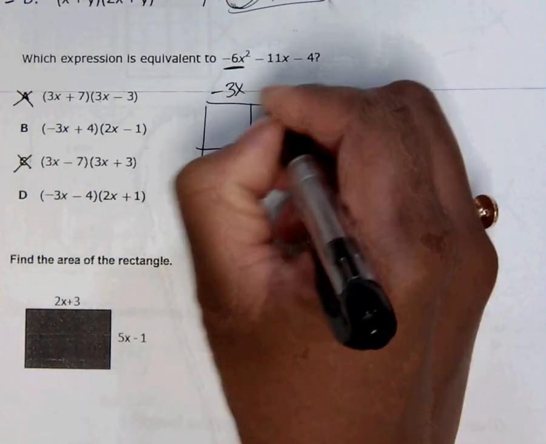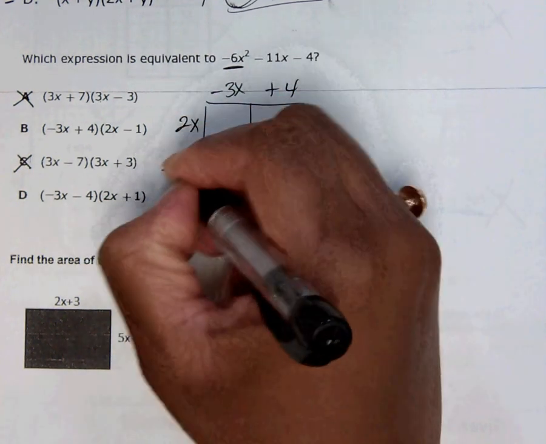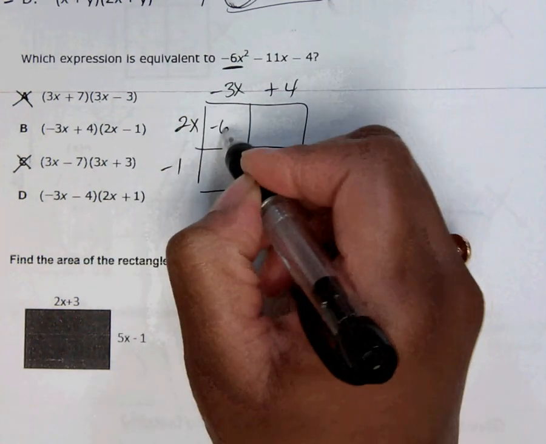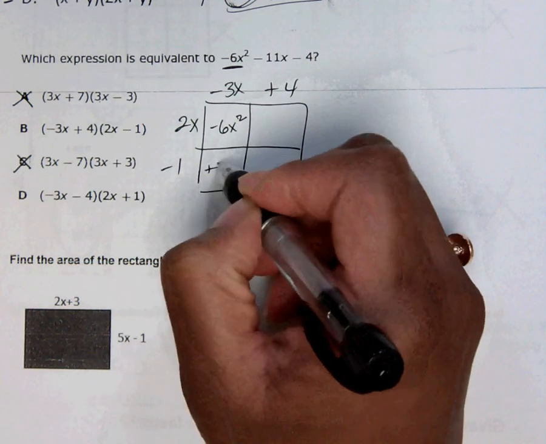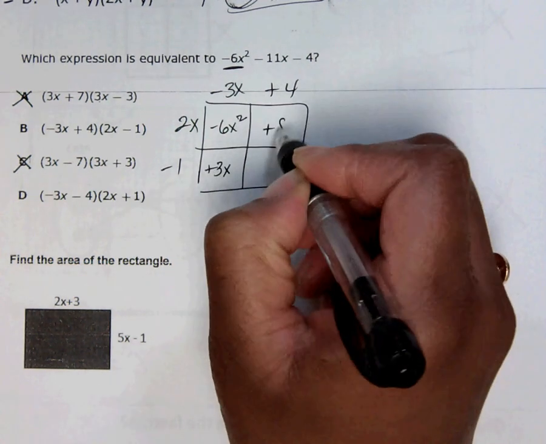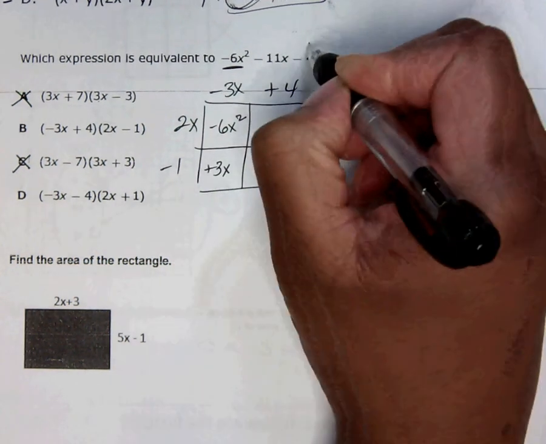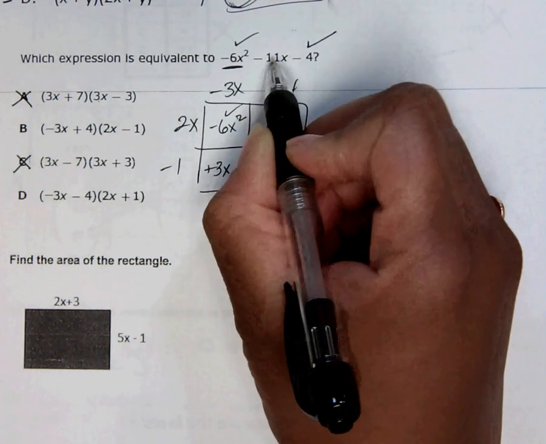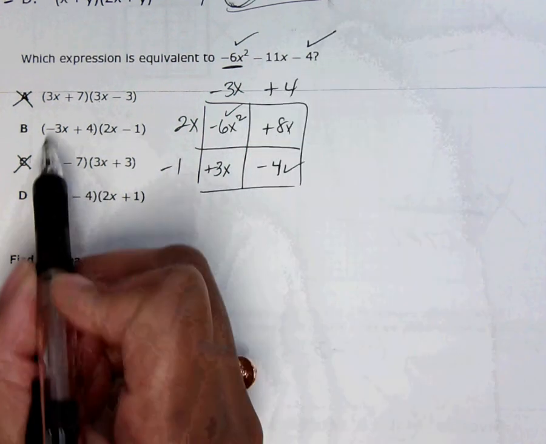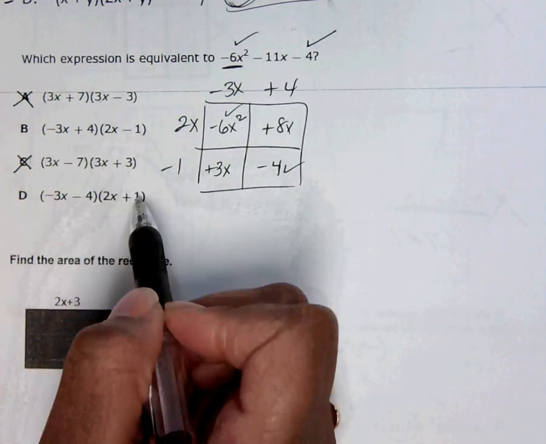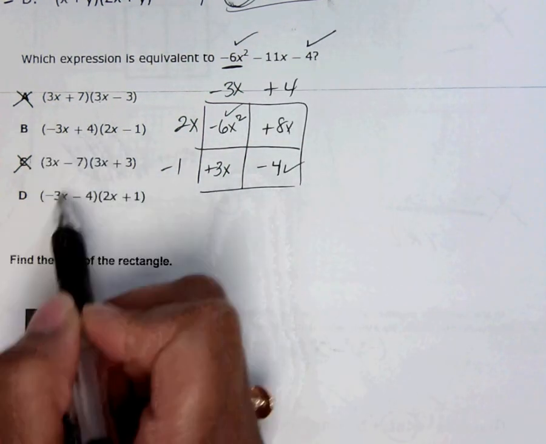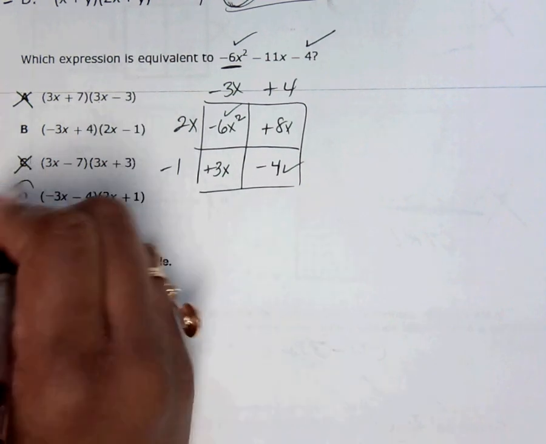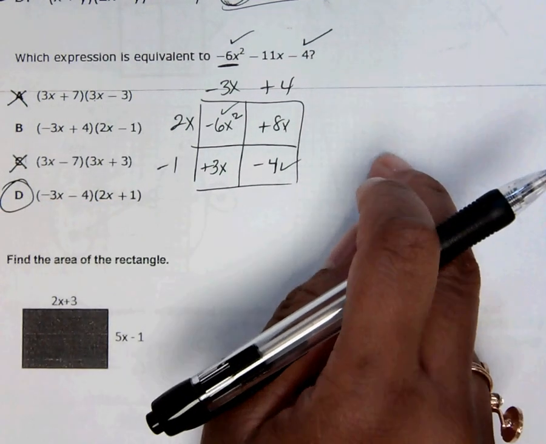Negative 3x plus 4, 2x minus 1. That gives me negative 6x squared. This gives me positive 3x. That gives me positive 8x, and then negative 4. Well, I got those, but that gives me positive 11, and I need negative 11. Well, that says 3x and 4 and 2 and 1. They just switched the signs if you notice. So D is the answer. And of course you can check it to make sure.